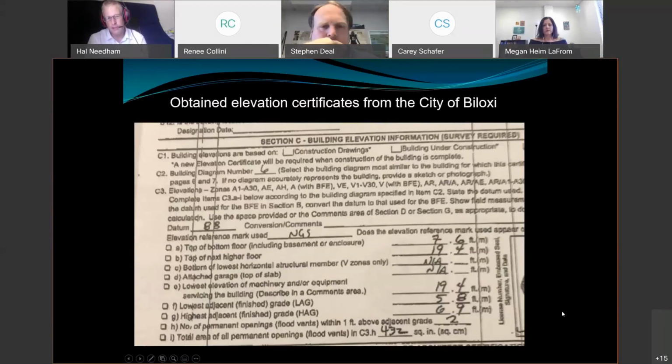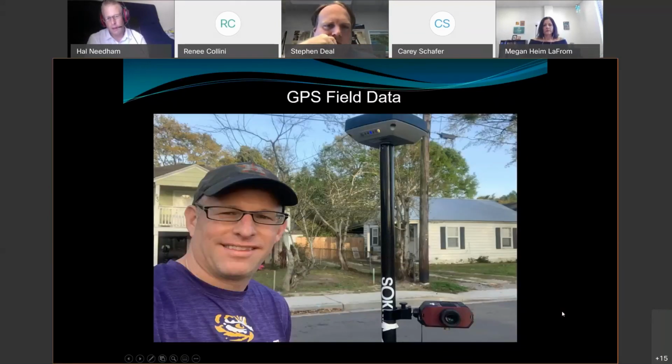The next slide gets into some GPS work that we did in the field. It was a GPS instrument that we took out into the field. It uses satellite data to give us an elevation and a location, and we could shoot what they call a disto. Basically, we could look at the angle created from that pole to the building to get the first floor elevation. So we were out in the field doing quite a few GPS surveys as well.